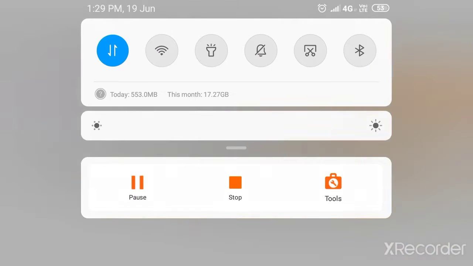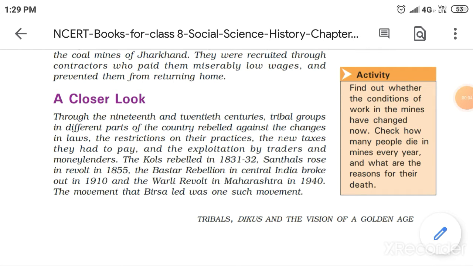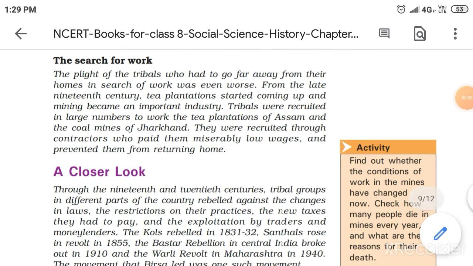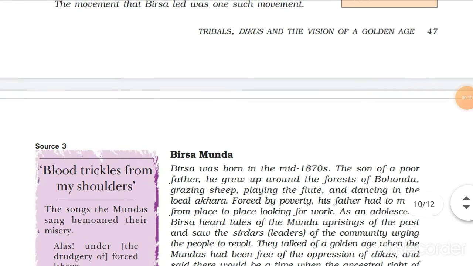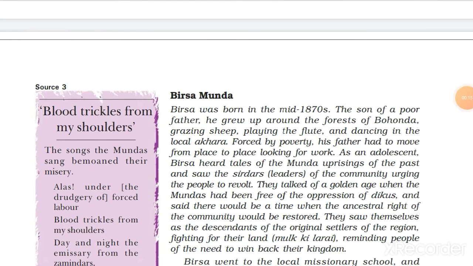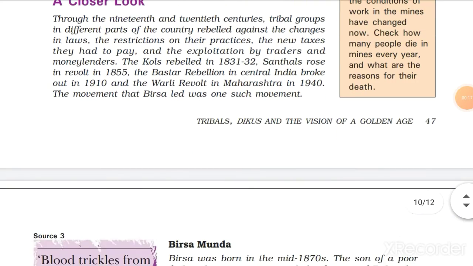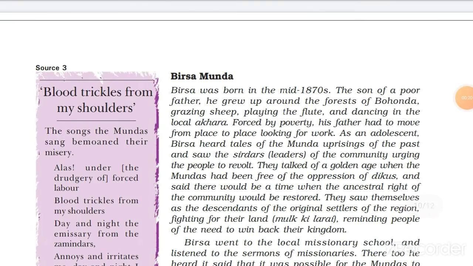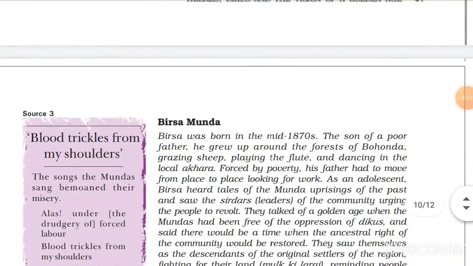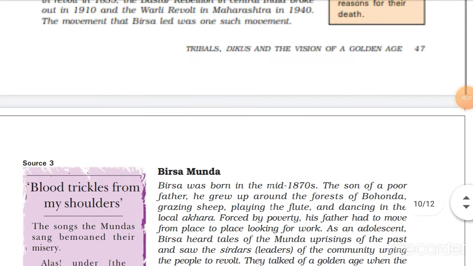History. All right, Tribals, Dikus, and the Vision of the Golden Age. Okay, so let's begin the last video of this chapter, that is A Closer Look. Actually, I have already explained the main subtopic of this topic, A Closer Look, that is Birsa Munda, in the first video, and you can see the explanation of this topic from the first video of this chapter over the channel Historia.